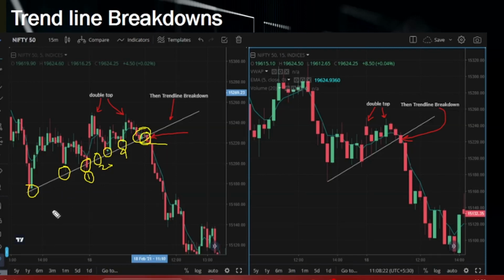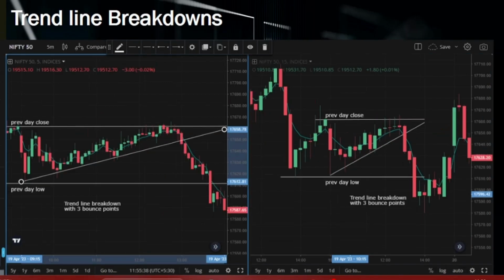You have to wait for multiple supports from the trend line. Only then, if it breaks, that is where we enter, because this particular breakdown coincides with the breakdown on the 15 minute chart as well. And that is why this is a very good trend line breakdown. Let's see this example also.